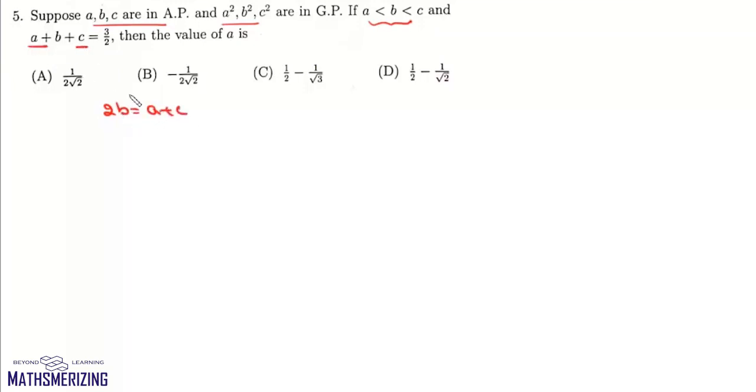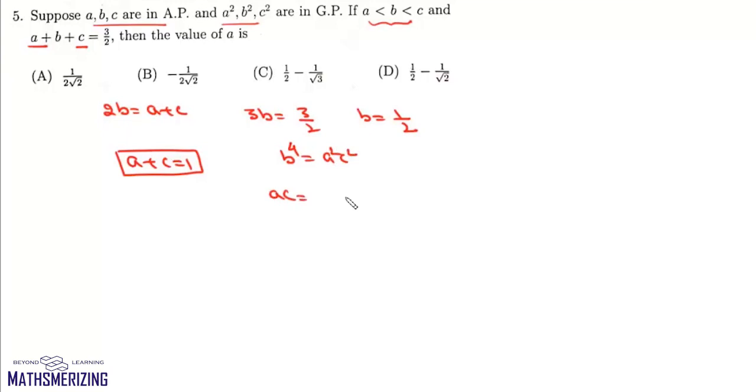Now if we put the value of A plus C here, we'll get 3B equals 3 by 2. That is, the value of B is 1 by 2. Now if we put B as 1 by 2, we'll get this equation as A plus C equals 1. And from this GP, we'll get B to the power 4 equals A square C square, or A into C is plus or minus B square, which is plus or minus 1 by 4.